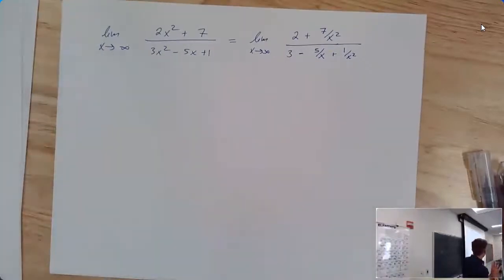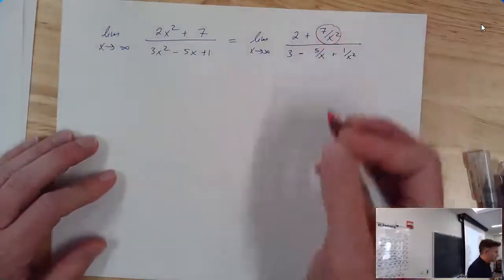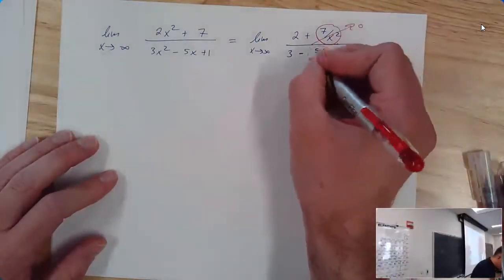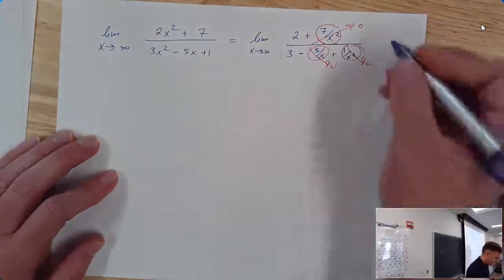Now the same sort of logic applies. All the things that are being divided by x or a power of x are going to get super small since the denominator is getting super big. So that's going to go to 0, that's going to go to 0, that's going to go to 0, and we're going to be left with 2/3.